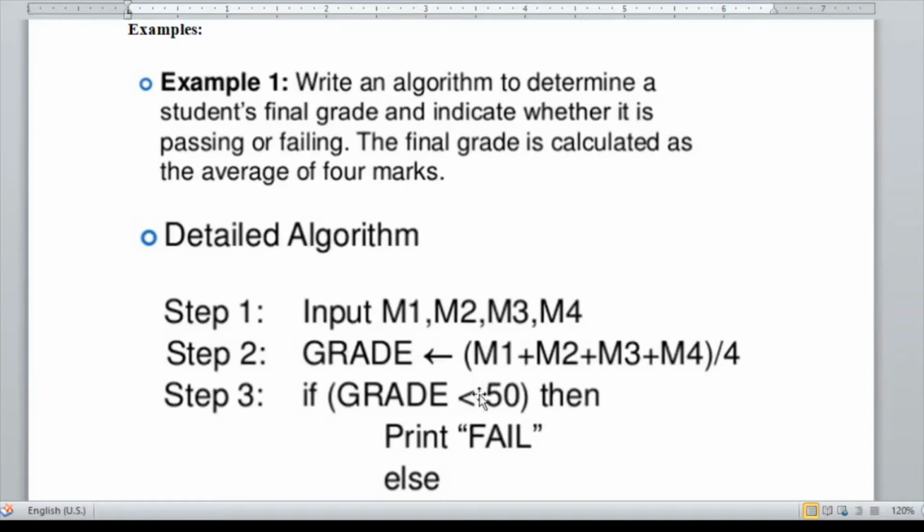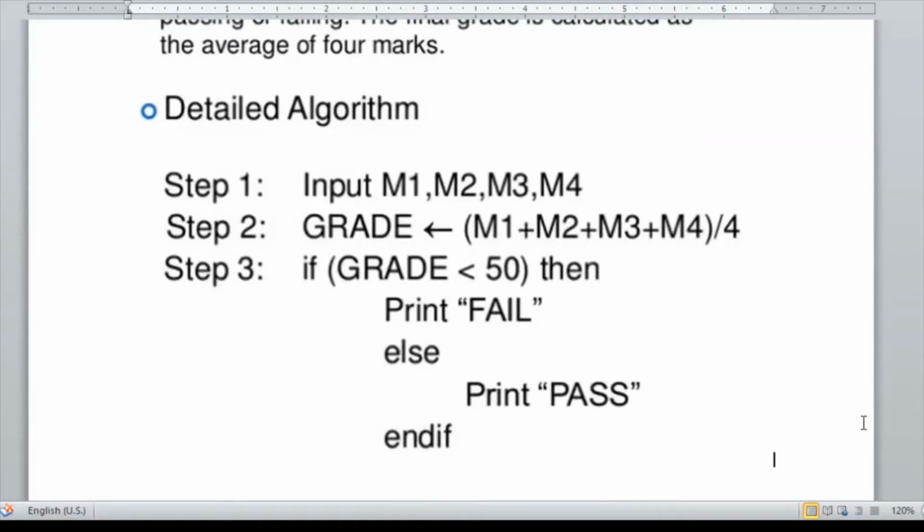So if grade is less than 50, then print fail. What is the meaning of print fail? That you will display that the student has failed. Otherwise, that is else, you will print the student has passed, and end. So this is a general syntax. This can vary. It's not necessary that you follow the same syntax, but you have to write these steps because it's a step-by-step procedure. The first step is, for example, input.